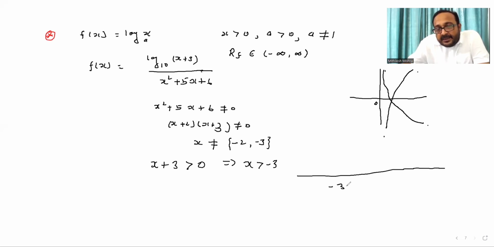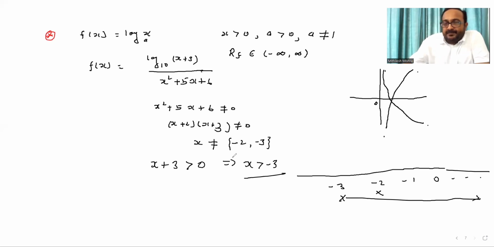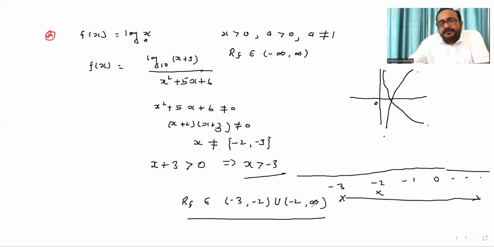Now put all the numbers on the number line. Minus 3, minus 2, minus 1, 0, etc. From this one, x must be greater than minus 3. But in between, minus 2 will not be present because here minus 2 is excluded. So the domain will be minus 3 to minus 2, open interval, that means both the elements excluded, union minus 2 to infinity. Right?